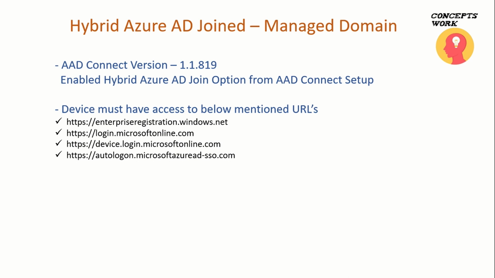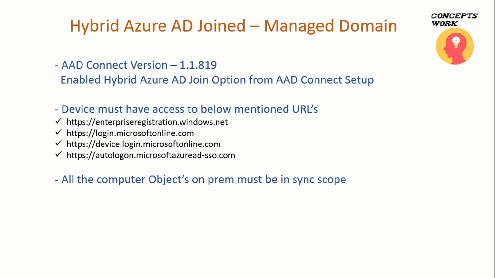If any of these endpoints is not available, you'll get error 304, and this is the use case which I will be showing in the lab as well. Third and the most important thing is all the computer objects. That means all the OUs in your on-prem environment wherein you have placed computer objects should be in sync scope.